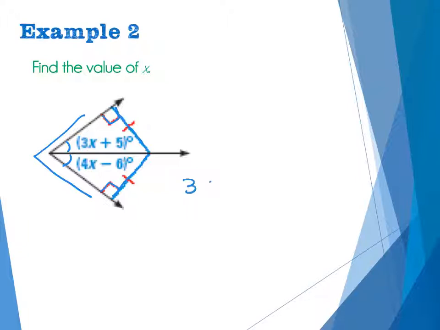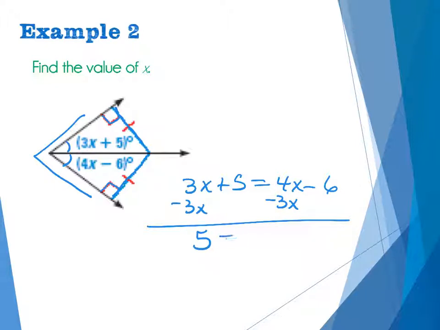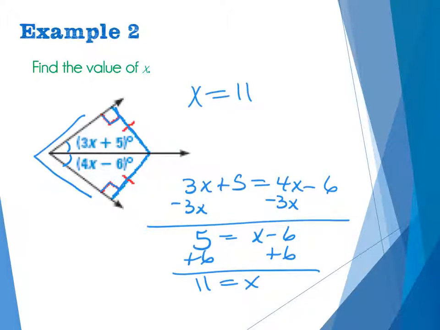So I will set 3x plus 5 equal to 4x minus 6. I'm going to solve for x. Move the 3x over. 5 is equal to x minus 6. I'm going to add 6. And x equals 11. It didn't ask me to find the angle measure. It just said find x.